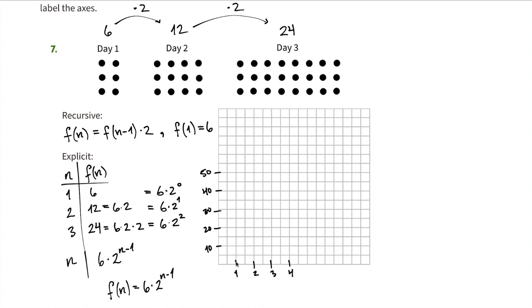So on day 1 we had 6, which is right around there. Day 2 we had 12, right around there. Day 3, 24. And day 4 would then be double that, which is 48. So up there.